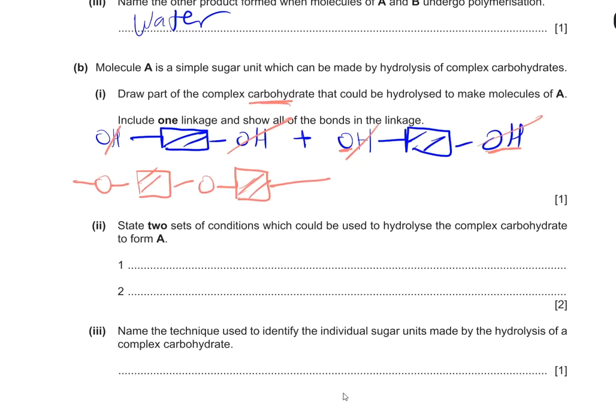carbohydrate looks like. State two sets of conditions which could be used to hydrolyze the complex carbohydrate to form A. So the first option would be an acid, the other one would be an enzyme. Both of them can be used to break down carbohydrates into sugars. Name the technique used to identify the individual sugar units made by hydrolysis of a complex carbohydrate. So this technique is known as chromatography.